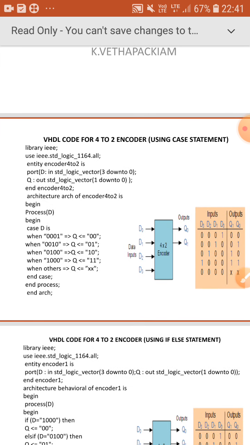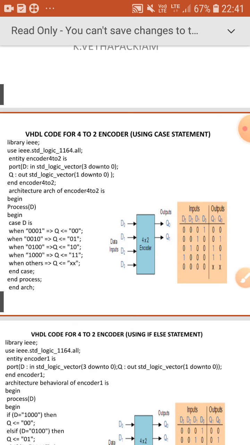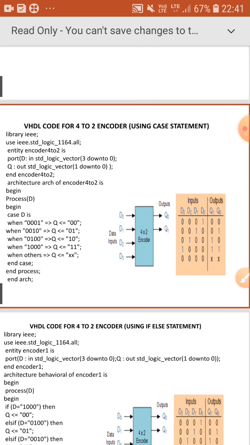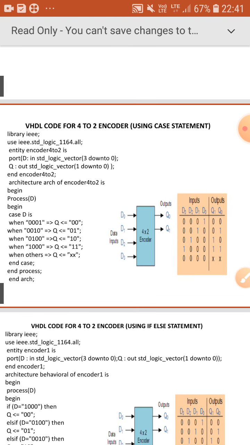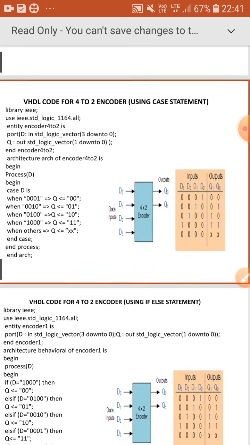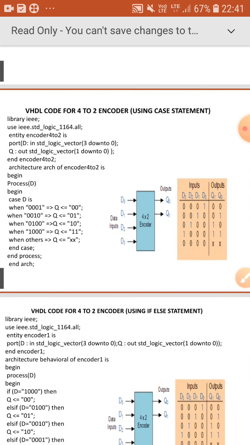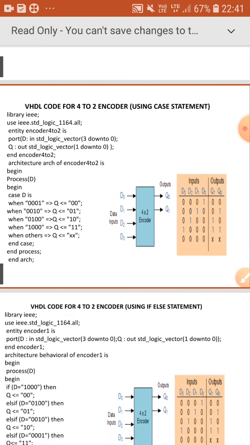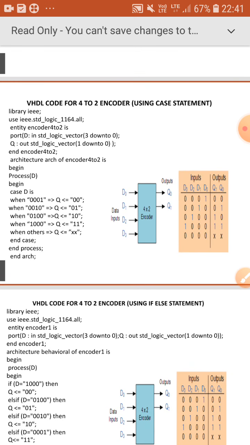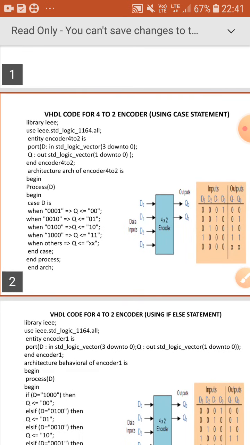In 4 to 2 encoder, if D0 is 1, then the output will be 0 0. If D1 is equal to 1, then the output will be 0 1, since the binary value for 1 is 0 1. If D2 is equal to 1, then the output will be 1 0, since the binary value for 2 is 1 0. If D3 is equal to 1, then the output will be 1 1, since the binary value for 3 is 1 1. So the output will be the binary value.